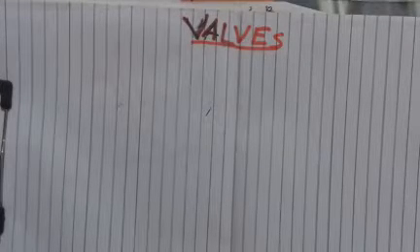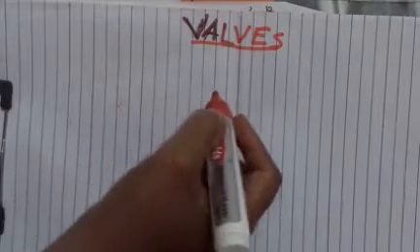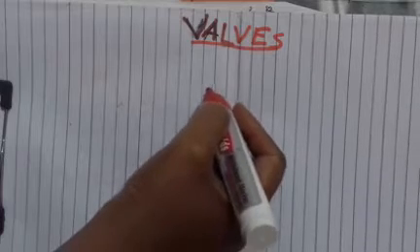Hi students, in this video we discuss the valves of the heart. The function of a valve is to regulate the flow of blood only in one direction. In the heart there are four major valves we can see in different locations.